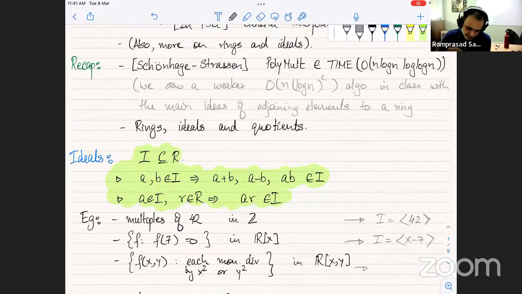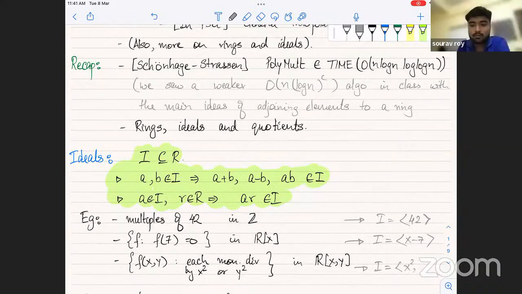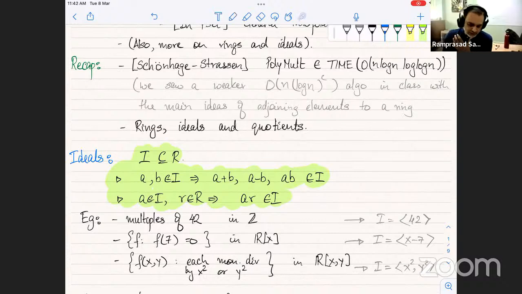And this is an example of an ideal that is not made up of a single generator, but there are multiple generators. And just by definition, this is basically the ideal generated by x squared and y squared. Right? You're saying you look at all possible combinations of the form a times x squared plus b times y squared. So you're forcing every monomial to be divisible by either x squared or y squared.